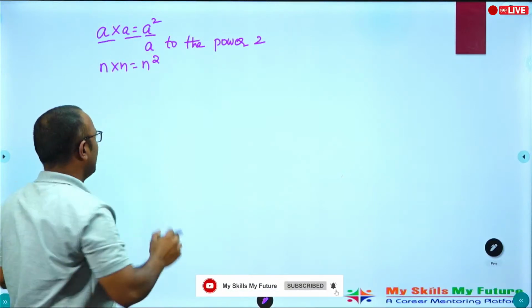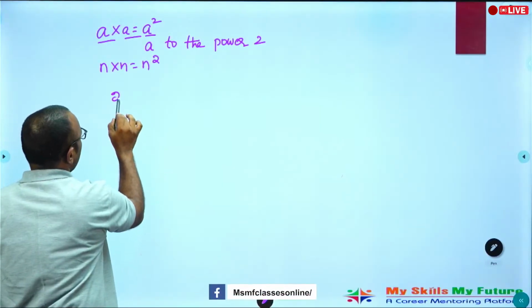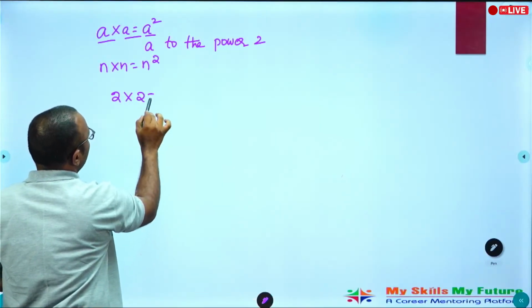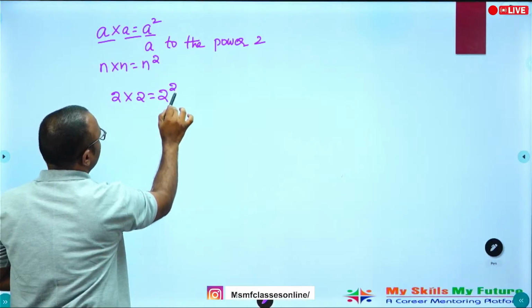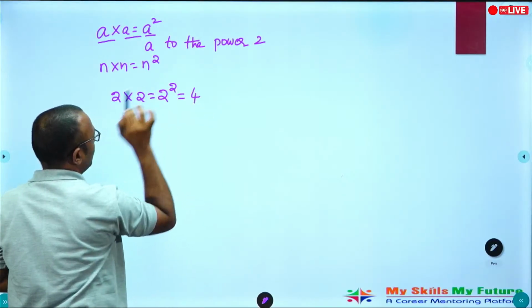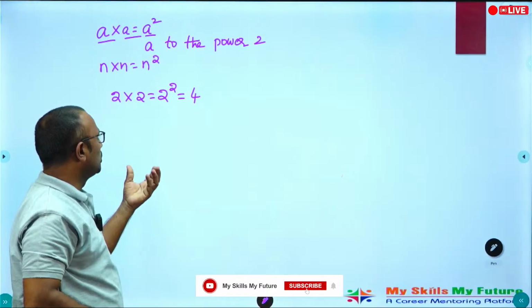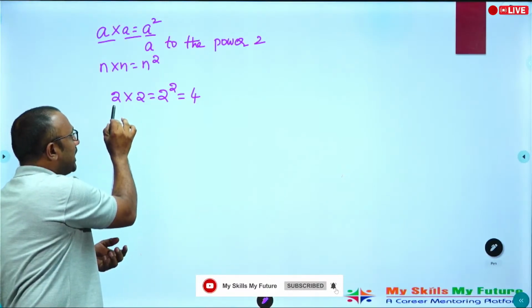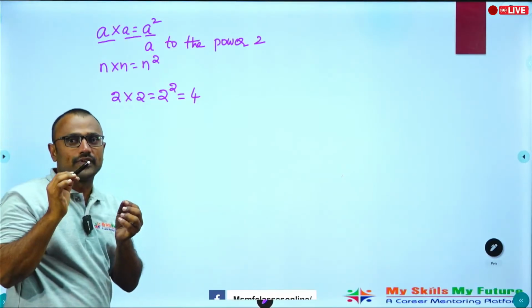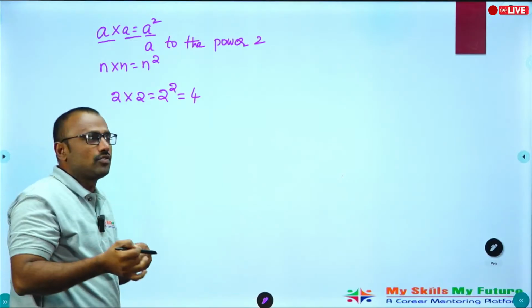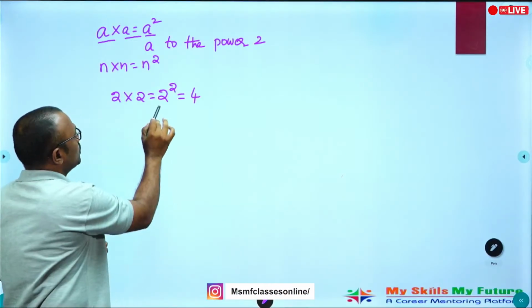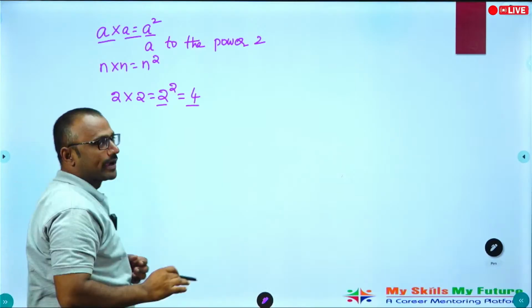If you take the digit 2 into 2, we get 2 square, nothing but 4. The multiplication of a number by itself is called a square. So 2 square is equal to 4, okay, right.